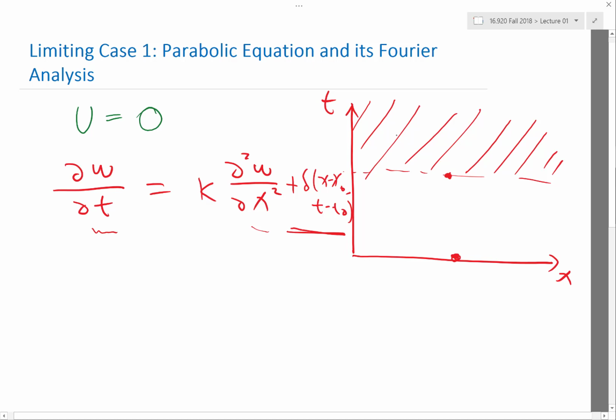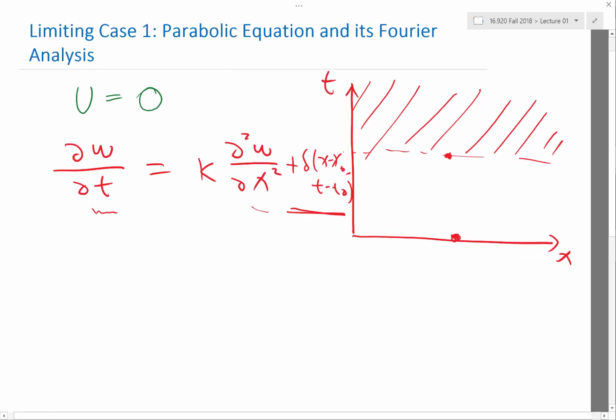Okay, so this is a parabolic equation. And to analyze the behavior of parabolic equations, let's introduce a little bit of Fourier analysis. How many of you have done Fourier analysis before? Okay, about half of the class.